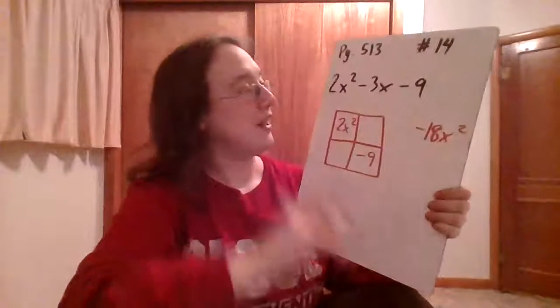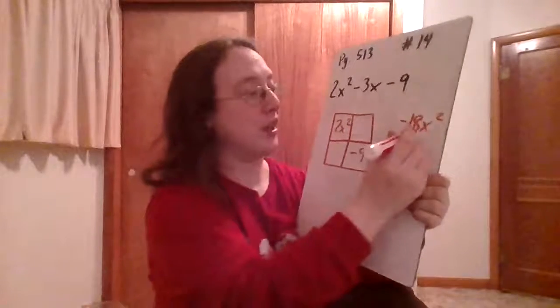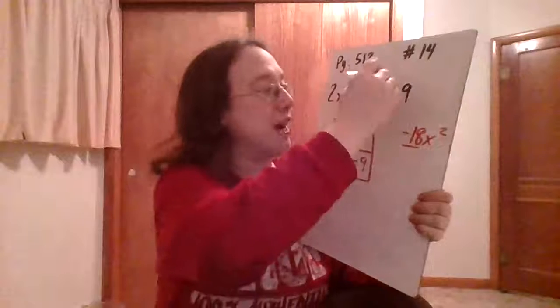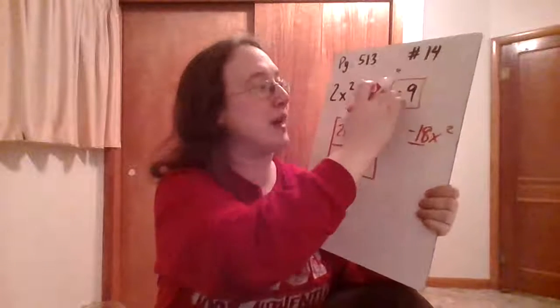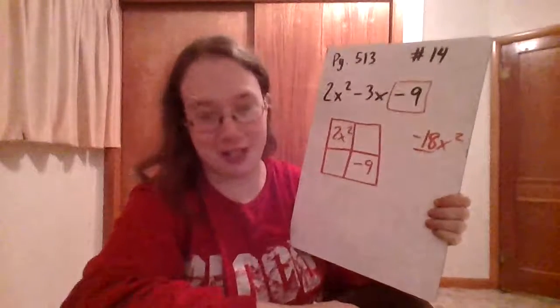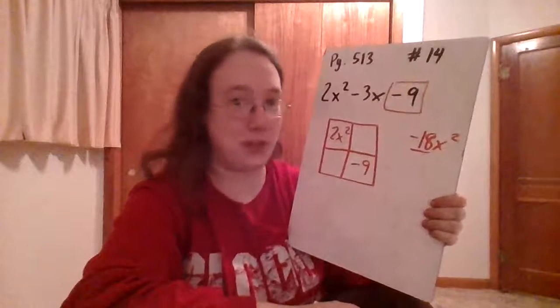Okay, and then we're looking for factors of 18, and this time we want them to subtract because we have that minus there. So anytime you have that minus as your last thing, we're going to subtract to your middle number, which is good because there sure aren't any factors of 18 that are going to add up to 3.